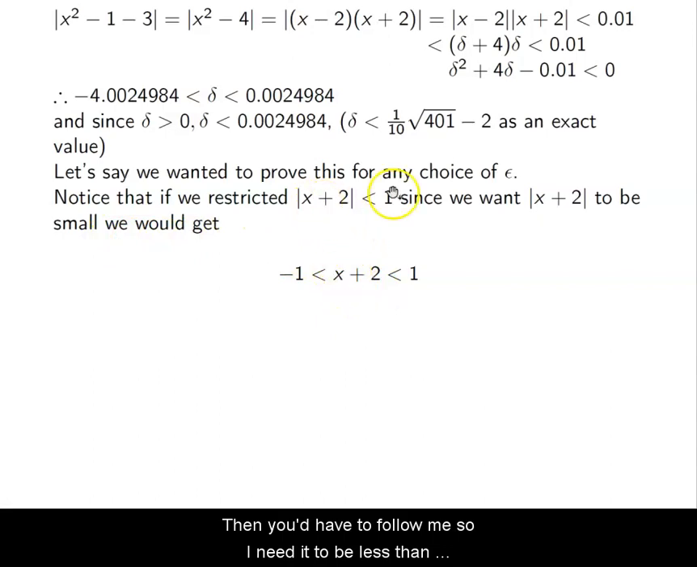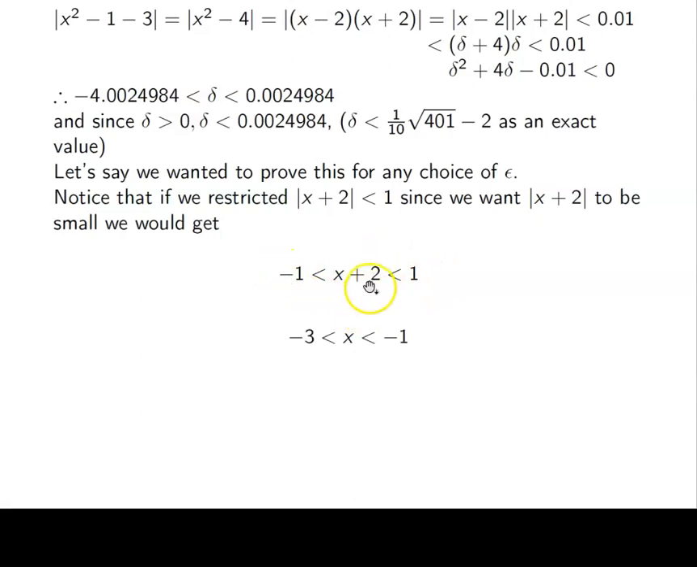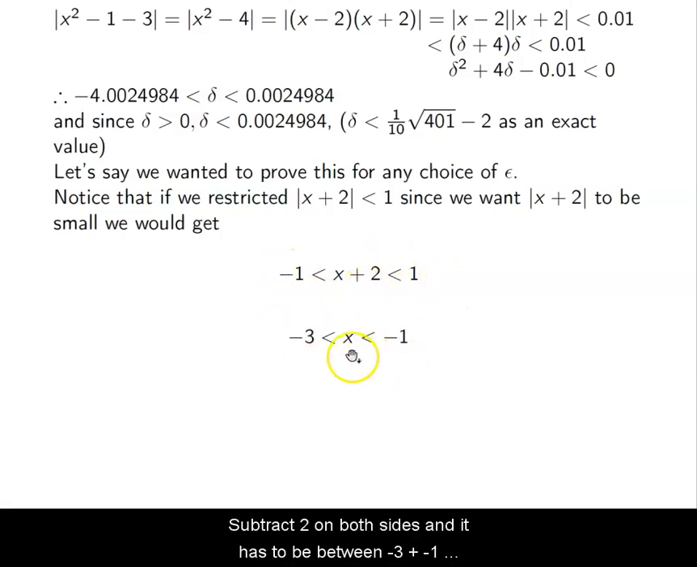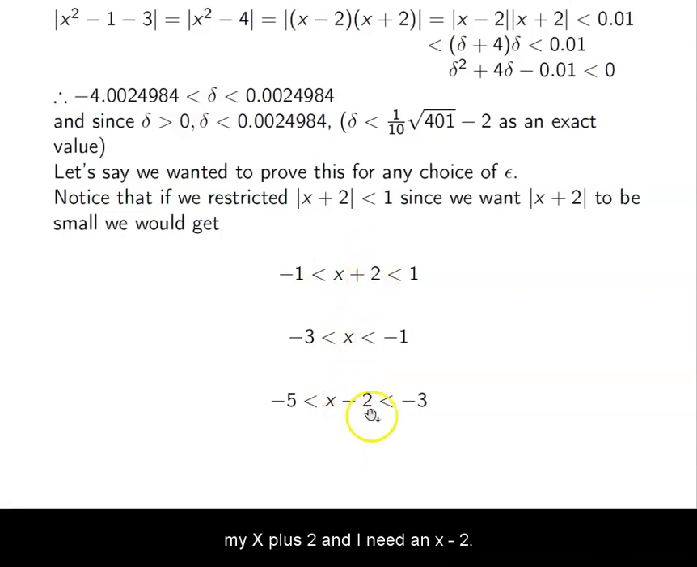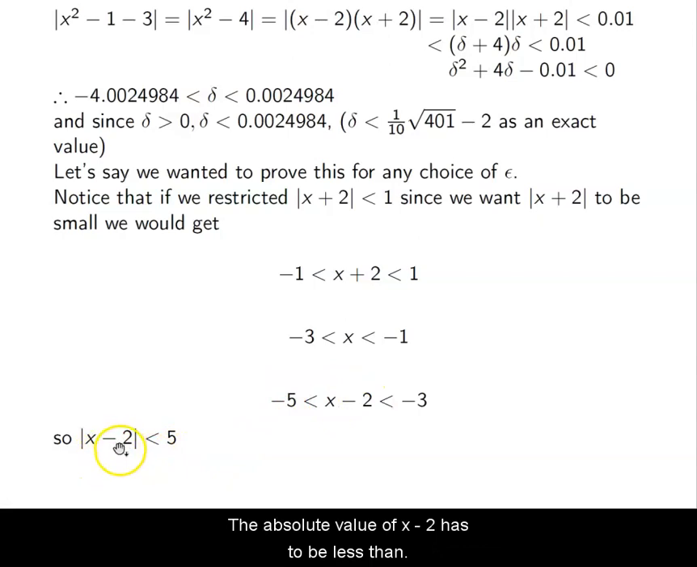So I need this to be less than 1, so absolute value means it's less than 1 and greater than negative 1. Subtract 2 on both sides. x has to be between negative 3 and negative 1. And then, because remember I need my x plus 2 and I need an x minus 2, when I subtract 2, I now have x minus 2 bounded between negative 5 and negative 3. So therefore, choosing the largest side, the absolute value of x minus 2 has to be less than 5.